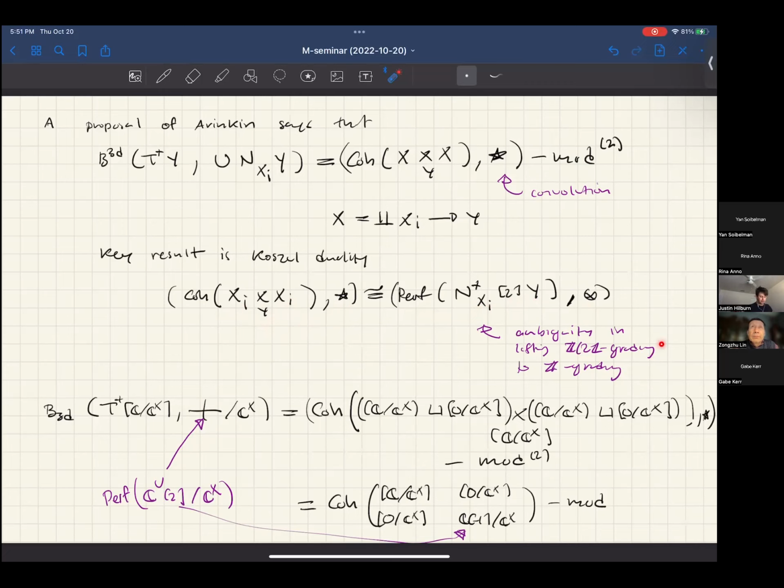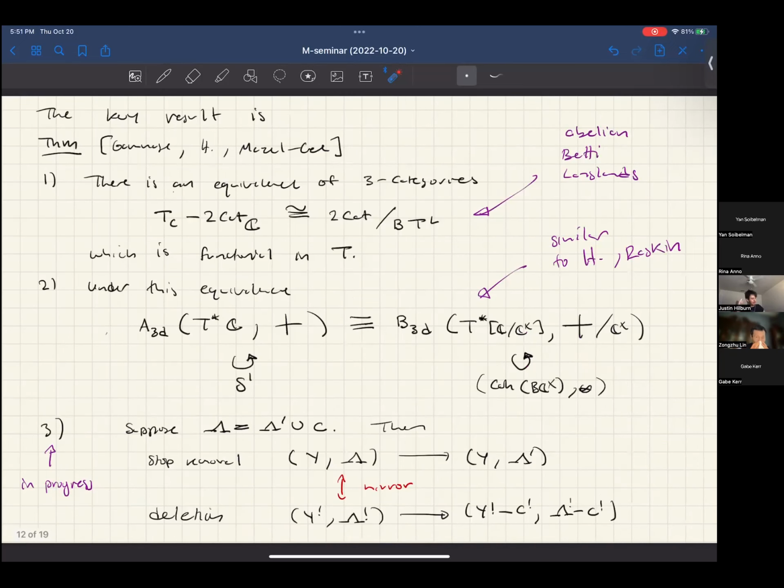And this ambiguity in this two-shifted thing comes from the fact that in physics, the Rozansky-Witten theory is not really supposed to be Z graded, it's only supposed to be Z2 graded, and I'm making it Z graded in some funky way. And it causes all sorts of strange degree shifts to show up.